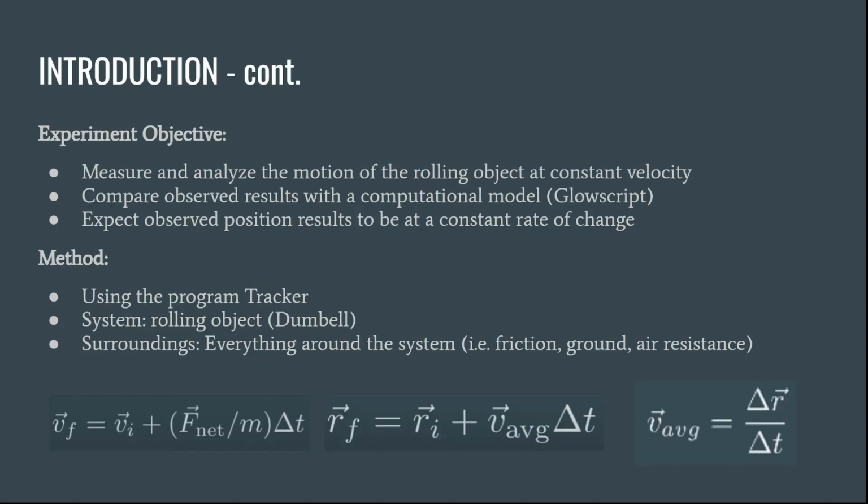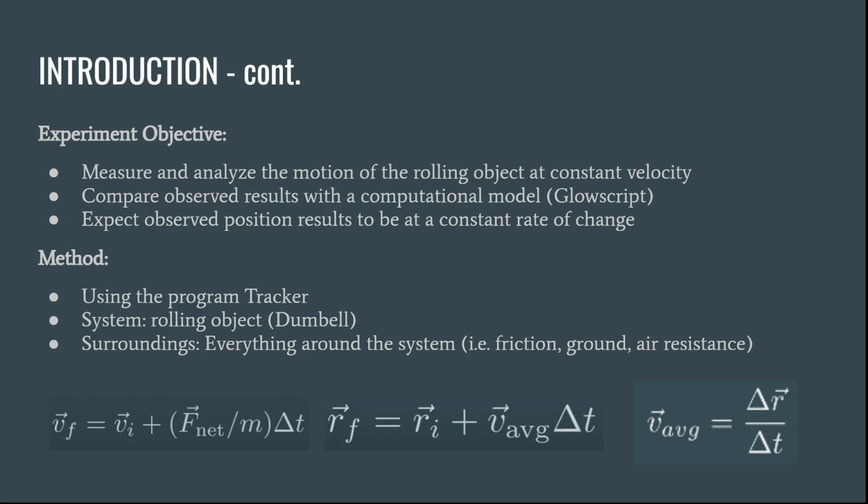The objectives of this experiment are to measure the motion of the object, compare it to the computational model, which was coded in GlowScript, and expect the position to have a constant rate of change. The way this data will be gathered is through a program called Tracker. Moreover, we will state that the system of the experiment is the rolling object, in my case a dumbbell, and that everything else will be the surroundings.